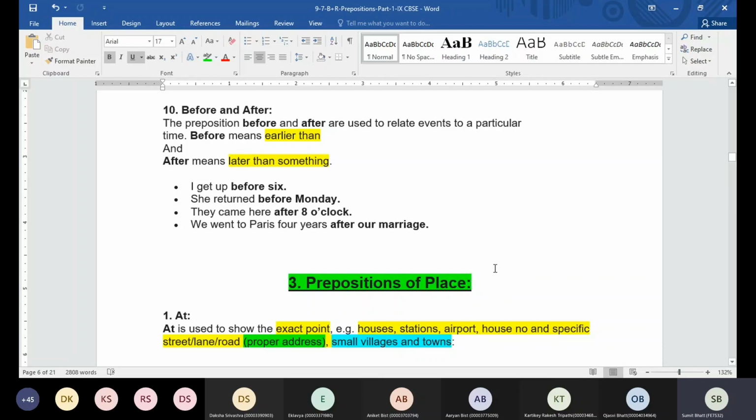So at is basically used when we are referring to an exact point. Like in timing, if I refer to an exact timing or point of time, we use the word at. Similarly, guys, if you have an exact point, if you are referring to a house, or some station, very important, stations always take the word at. If you're referring to an airport, a house number, and a specific street, lane, or road, a proper address, in that case we can use the word at. Apart from that, if you're referring to small villages and small towns, then also we use the word at.